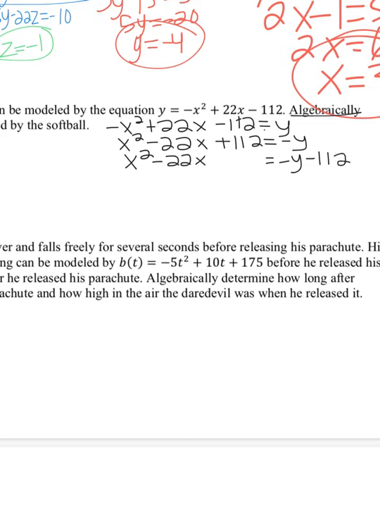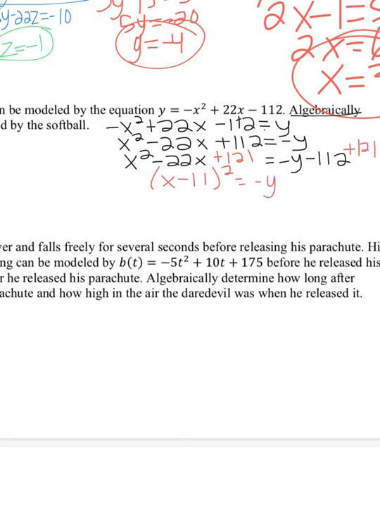And now I'm going to do completing the square, right? To go from standard form to vertex form, you need to use completing the square. So that's why I divided by negative 1 and why I subtracted the 112 to the other side. So completing the square: half it, square it, add it back. So half it, square it, so I add 121 to both sides, and then add it back.